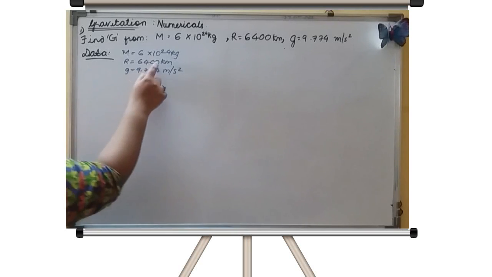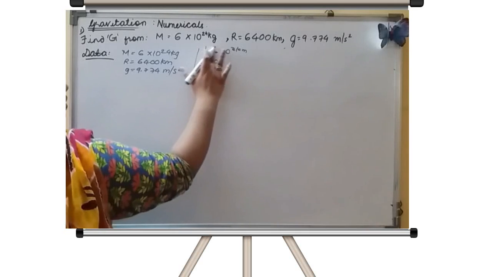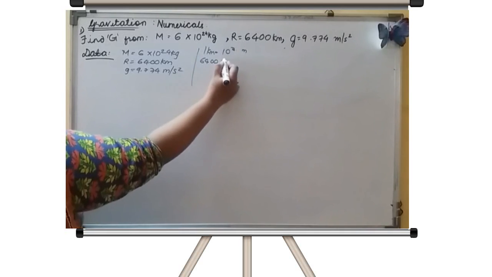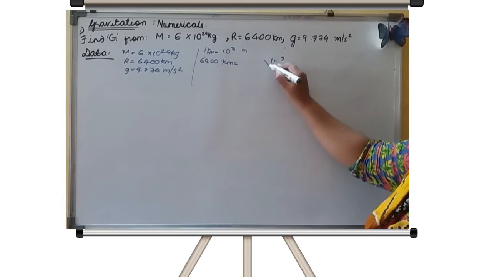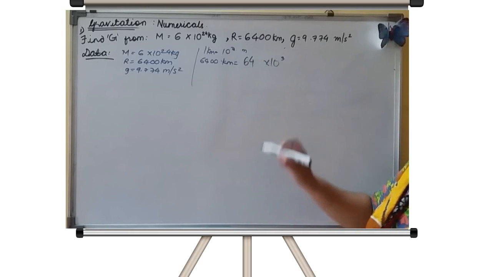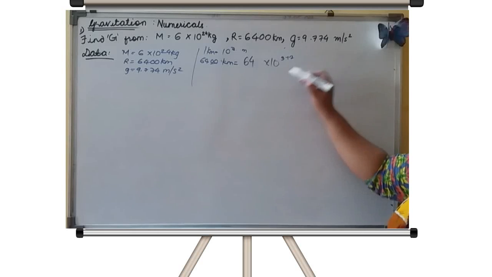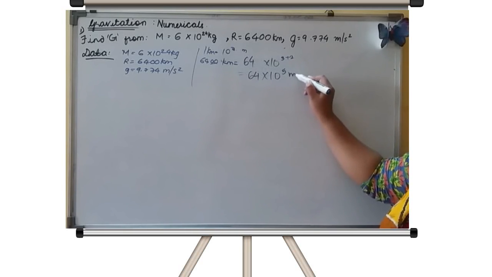We have this in kilometer. We have to convert it into meter. So 1 kilometer is equal to 10 to the 3 meters. 6.4 kilometer is equal to, we have 10 to the 3 and we will take this digit 64. But it already has 2 zeros, so we will add it here. This will become 64 into 10 raised to 5 meter.